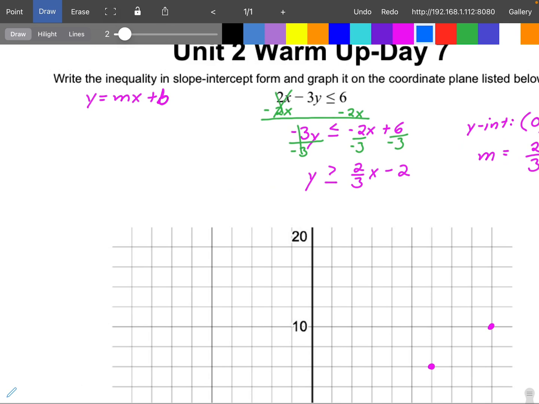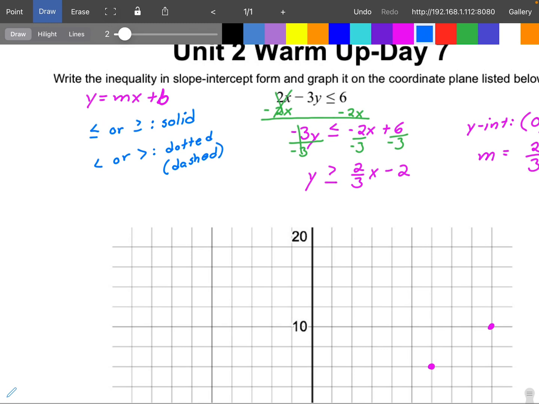If we have either less than or equal to, or greater than or equal to, then that's going to be a solid line, just like it would be a solid dot on a number line. If we have a less than without the equal to, or we have a greater than without the equal to, then it's going to be a dotted line, or sometimes we call it a dashed line. Same thing, I don't really care which term you use.